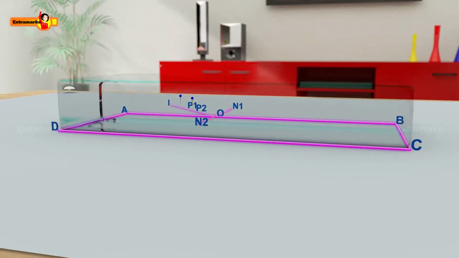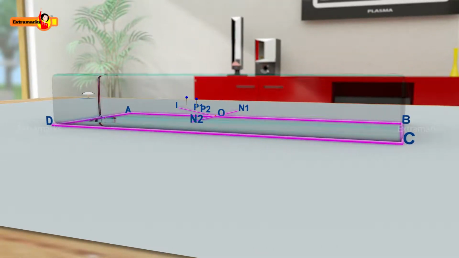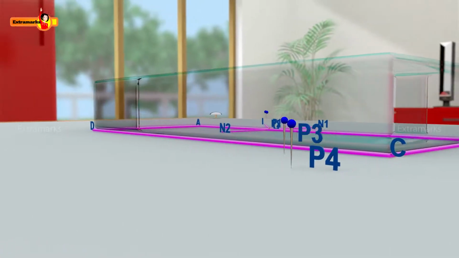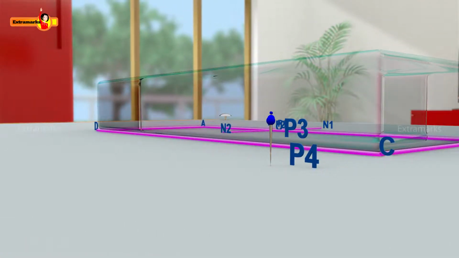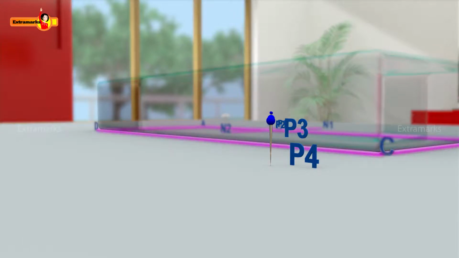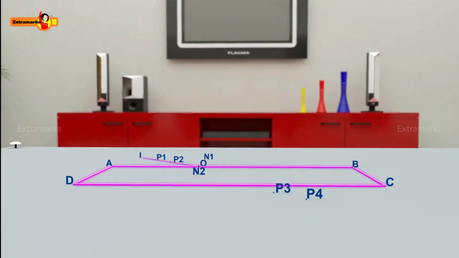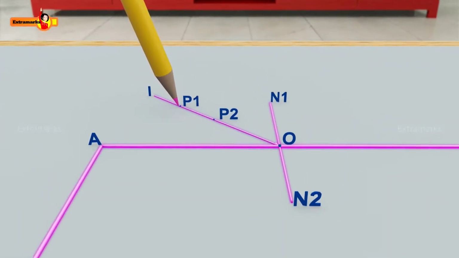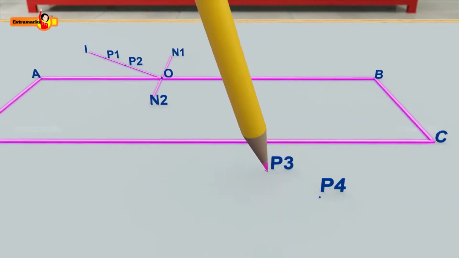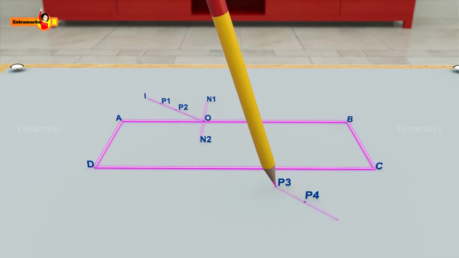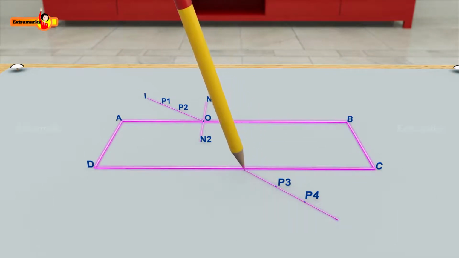Looking from the other side, CD of the glass slab, fix two pins P3 and P4 such that these two pins and the images of pins P1 and P2 lie on a straight line. Now remove the glass slab and the pins. Encircle the pin pricks of P1, P2, P3 and P4. Join the points P3 and P4 and extend the line to meet the edge CD at point O'.